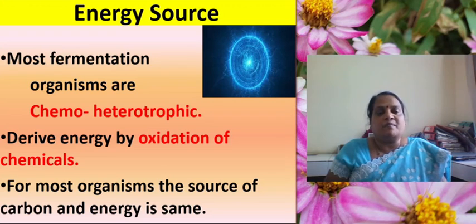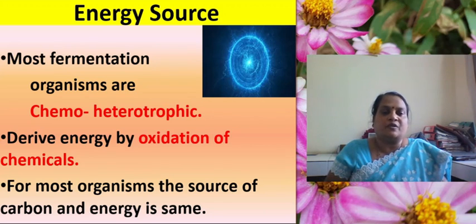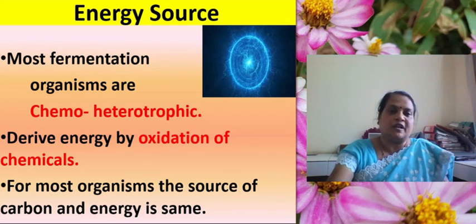The second important component is the component added as an energy source. Most fermentation organisms are chemoheterotrophic. This is the classification based on nutrition. So most fermentation organisms are chemoheterotrophic. They derive energy by oxidation of chemicals. For most organisms, the source of carbon and the source of energy is the same. So whatever carbon source you add to the fermentation medium also acts as a source of energy for most of the organisms.